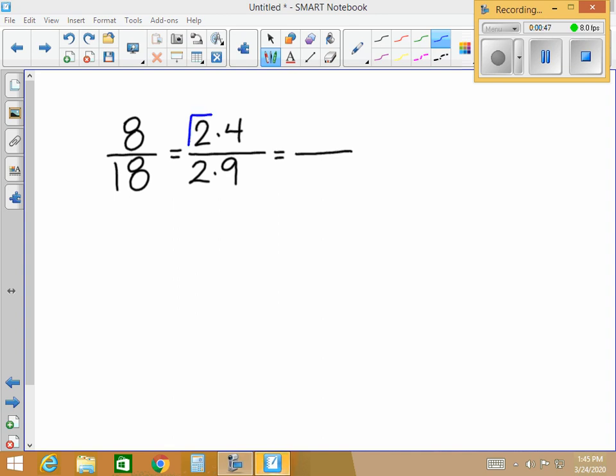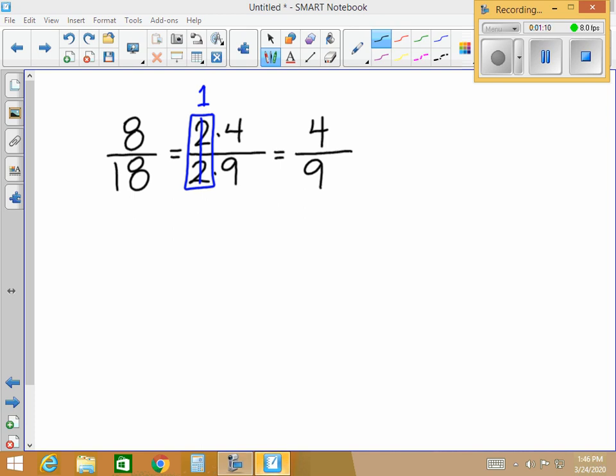And then when I take 2 over 2 and I look at that, what does that become? Anything divided by itself is 1. So in essence, we can think about it going away or disappearing or canceling out. And the fraction 8 over 18 in lowest terms is 4 over 9.